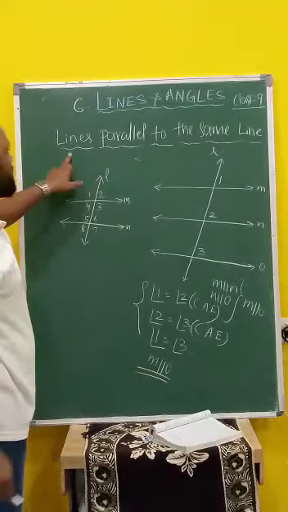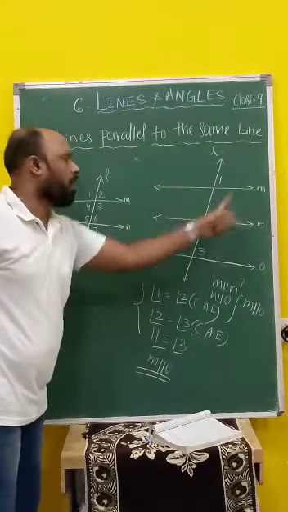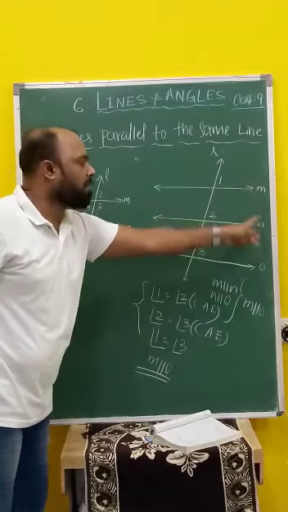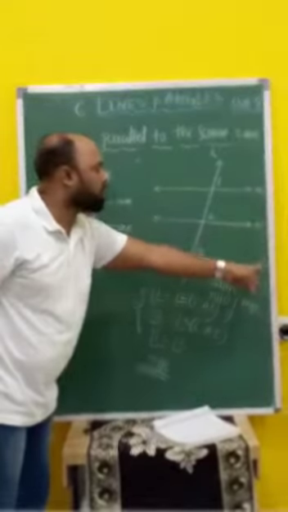Clear? That's why lines parallel to the same line are parallel to each other. If M is parallel to N and N is parallel to O, then M is parallel to O.